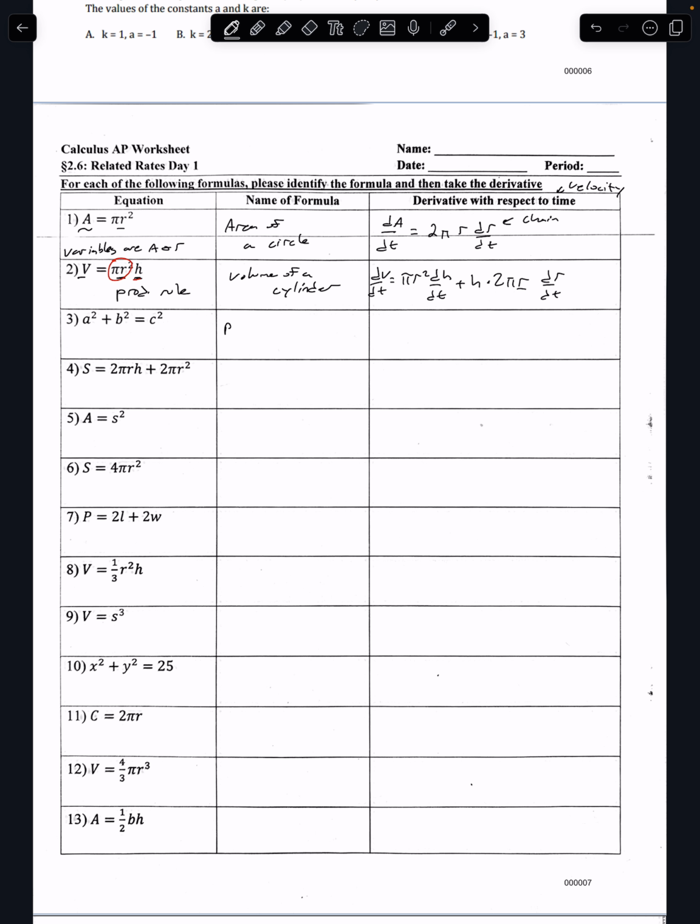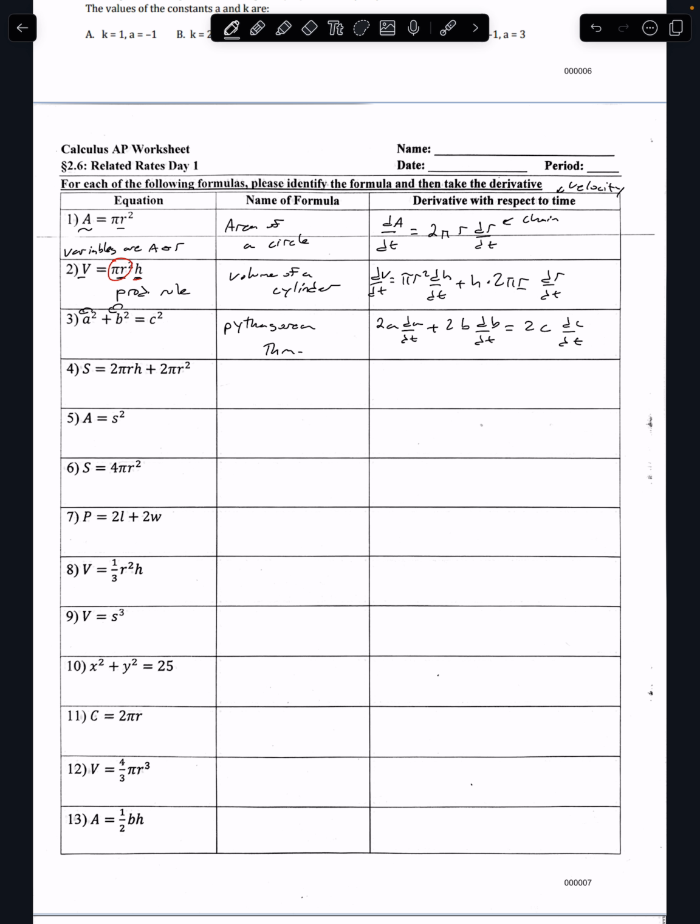Up here we have the Pythagorean theorem. Can't spell theorem, so I'll abbreviate it. When we take the derivative, we're going to get 2a dA dt. We just drop our power, plus 2b, and again, chain rule, dB dt, just like implicit, equal to 2c dC dt. And here they get funner, more fun.